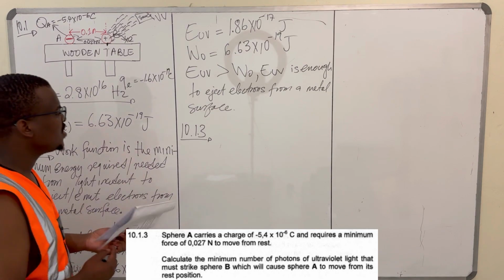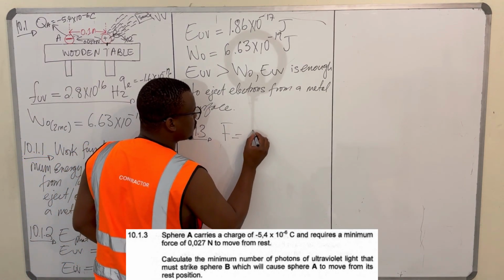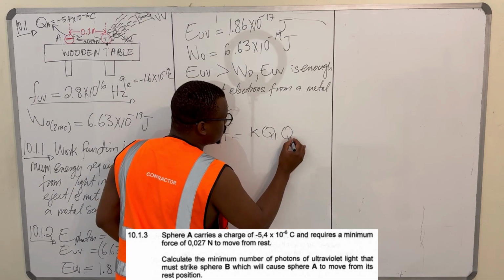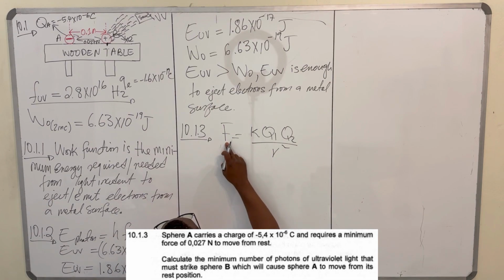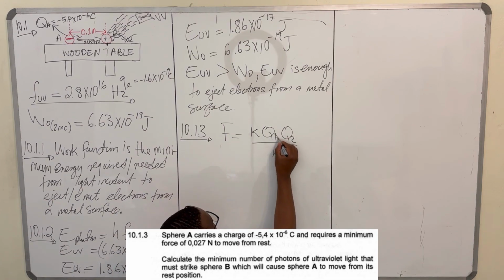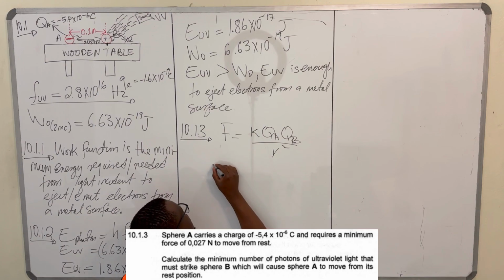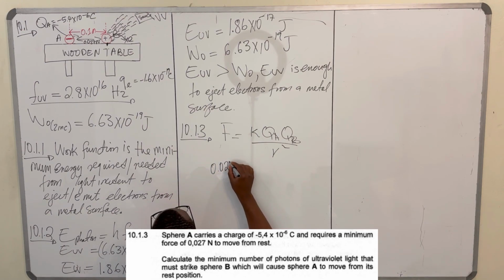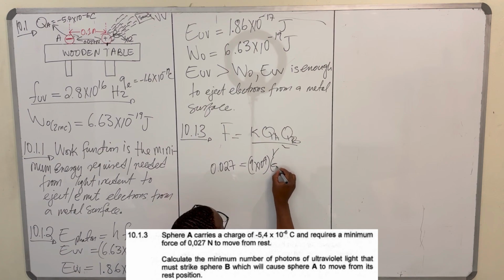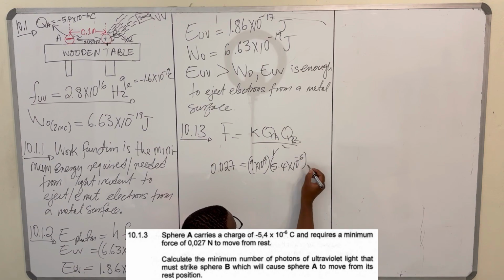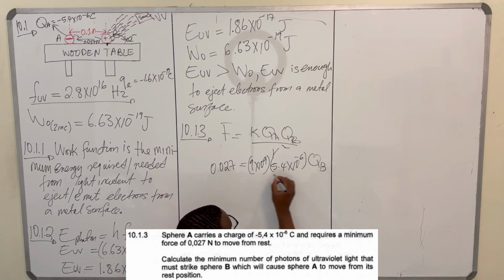So let's go. Say the electrostatic force is equal to K Q1 Q2 all over R squared. This is Coulomb's law, you know it. So we know the electrostatic force to be 0.027 newtons, which is equal to K, which is 9 times 10 to the 9, times Q1, which is 5.4 times 10 to the -6, times the charge of B, all over the distance between them, which is 0.1 all squared.